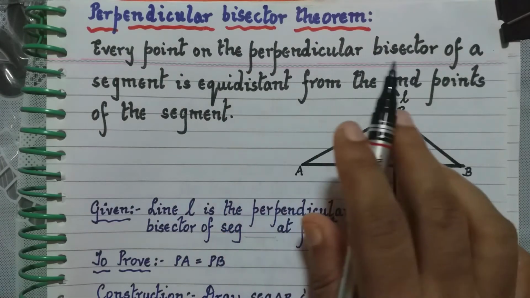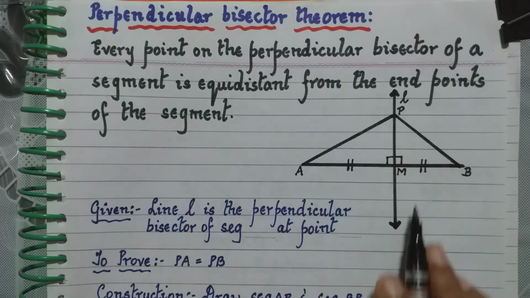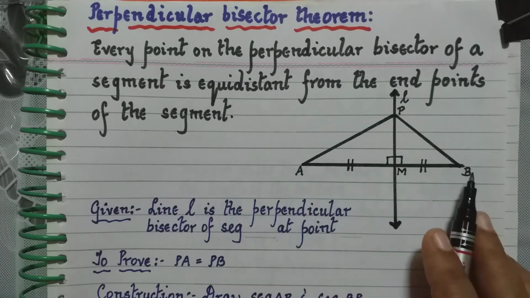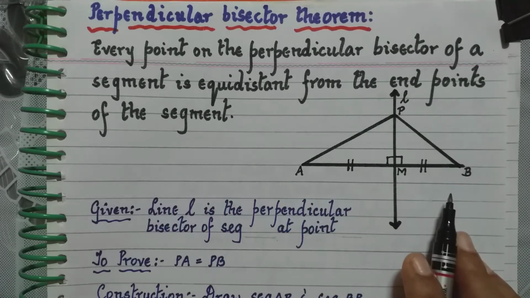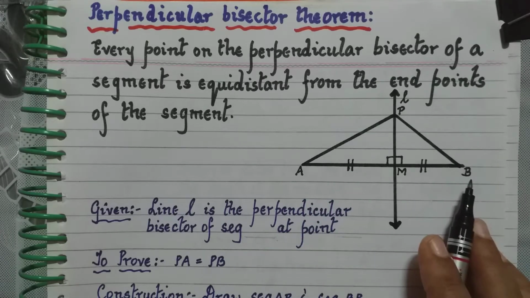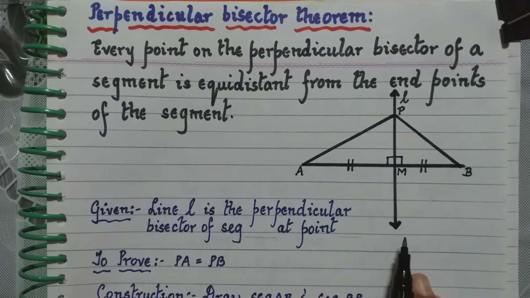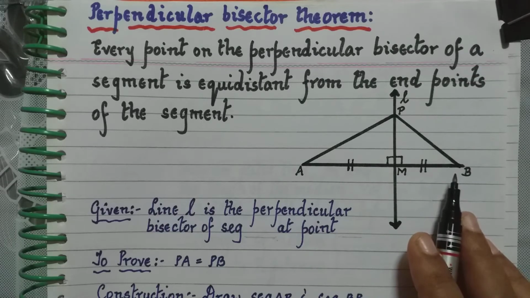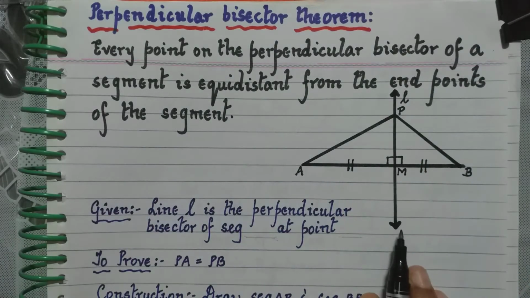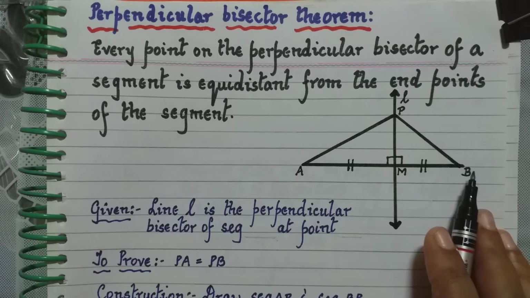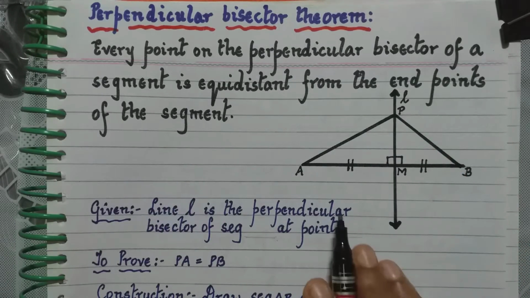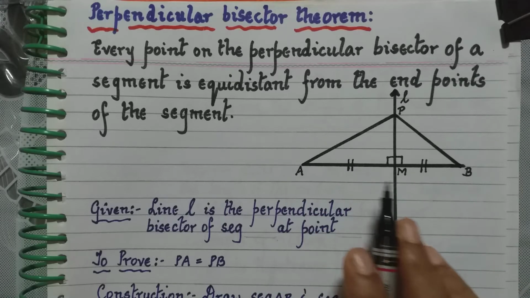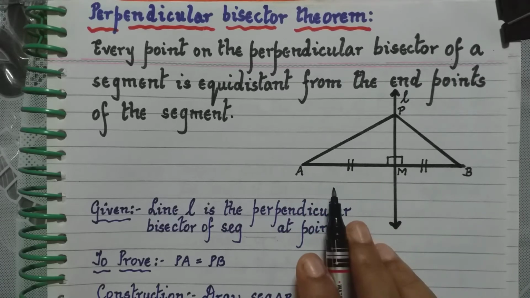Okay, what is perpendicular bisector? Because this line divides this line segment AB into two equal parts. Therefore, it is a bisector. At the same time, this line L is perpendicular to the line segment AB. So, if there is a line which is perpendicular to a line segment, and also it divides the line segment into two equal parts, we say it is a perpendicular bisector.